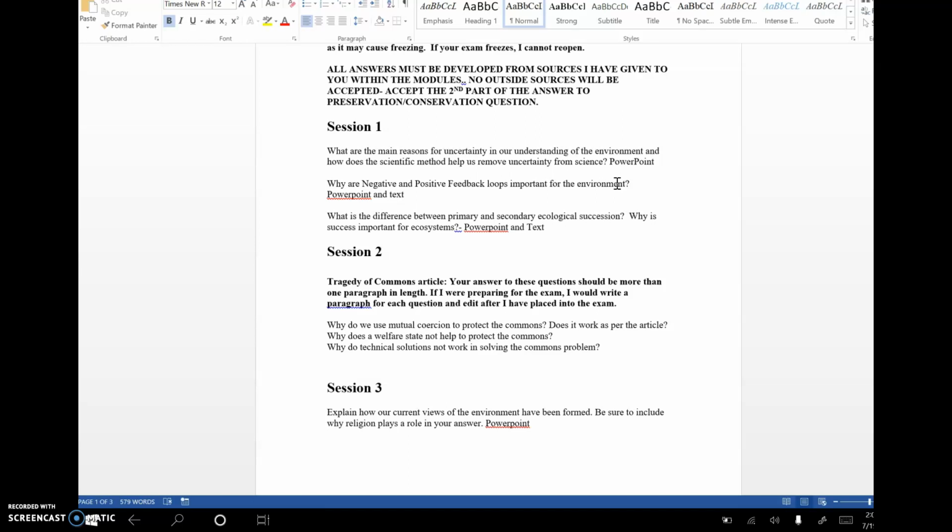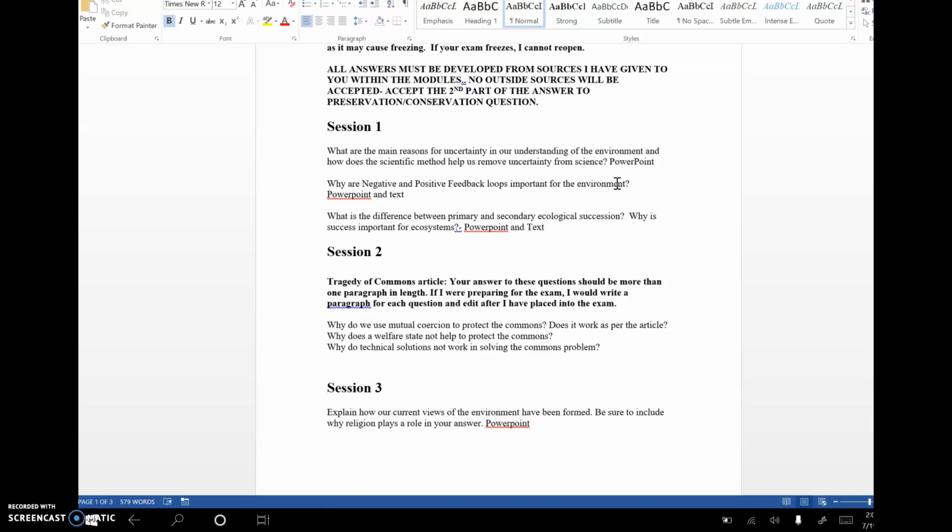And how does the scientific method help us remove uncertainty from science? And I want you to be specific, not just because it's a series of steps. Explain the series of steps and why it's important and how it removes that uncertainty. And go back to your scientific method assignment. It may help a little bit.